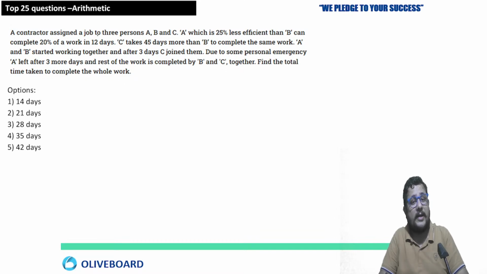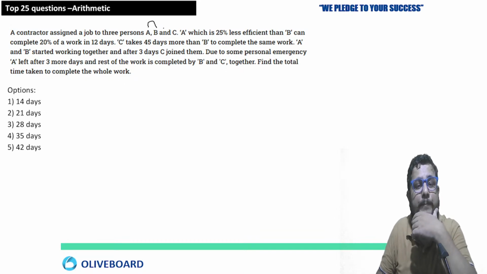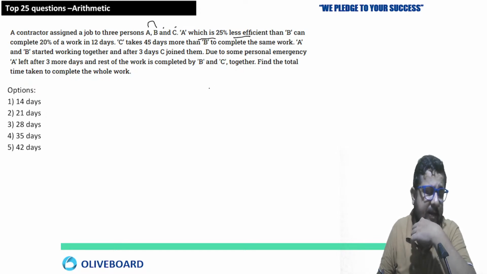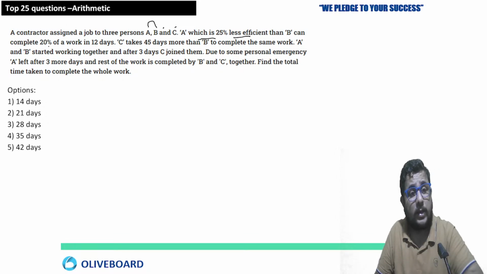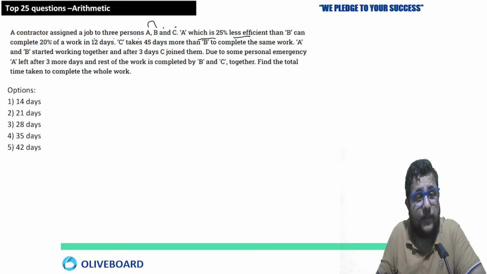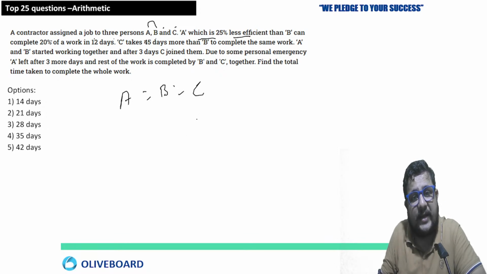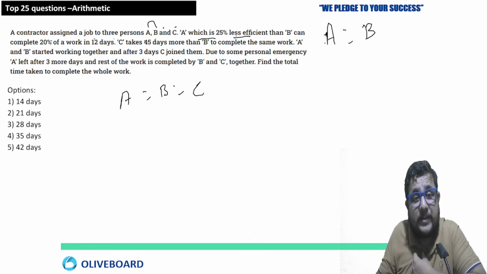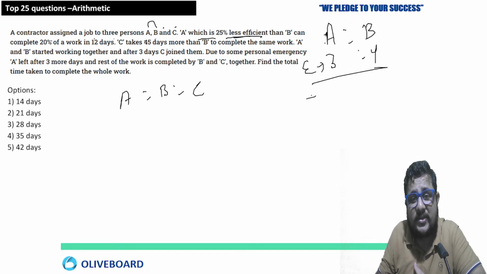A contractor assigned a job to three persons A, B, C. A is 25% less efficient than B. So A, B, and C. A is 25% less efficient than B. So A and B's efficiency ratio is going to be what? A is 25% less efficient than B, so 3:4. Right? This is the efficiency ratio. Time ratio is going to be just the opposite, 4:3.